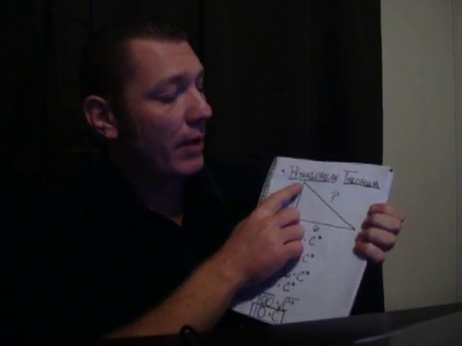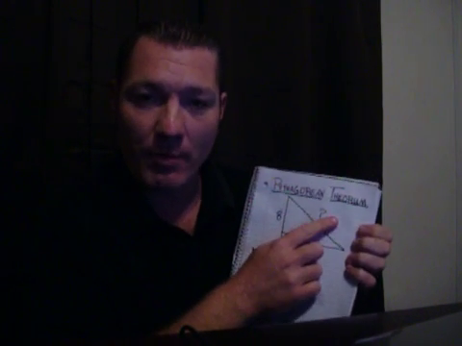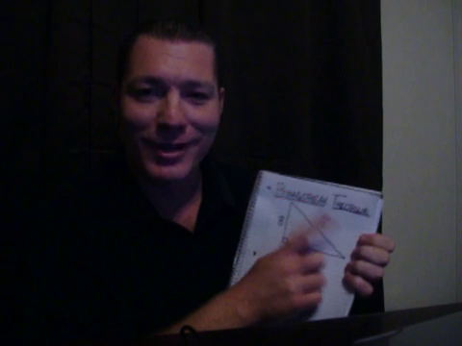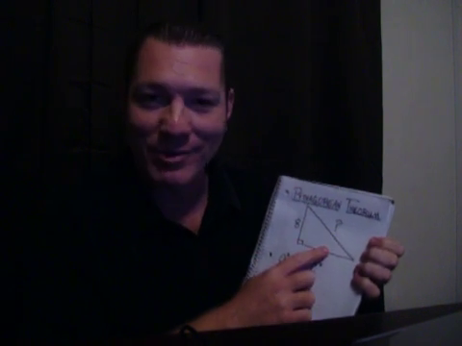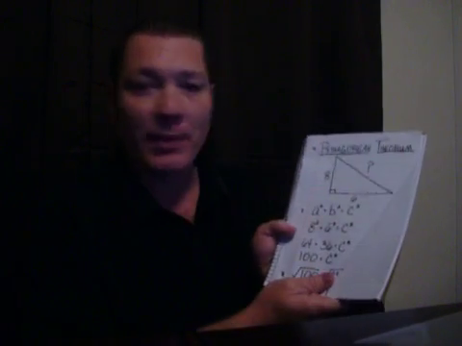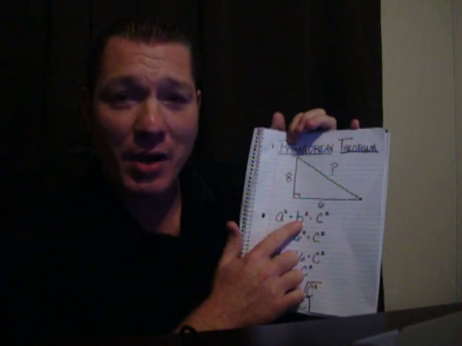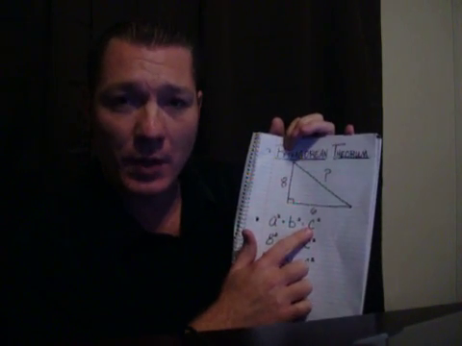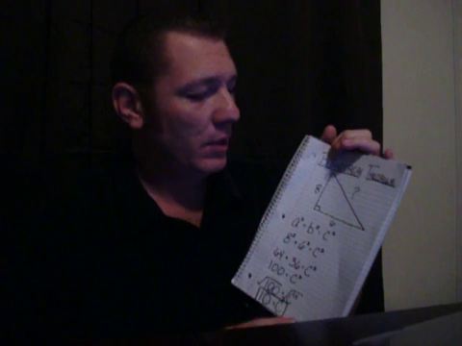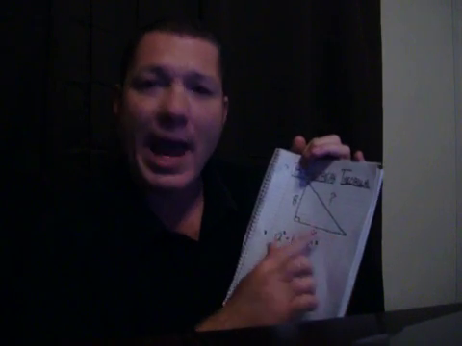Today in class, we studied the Pythagorean theorem. It's a hard word. Doesn't matter if you say it right. Matters if you know what it means. Pythagorean's theorem, simply put, is a squared plus b squared equals c squared. It's important to understand this theorem is only applicable to right triangles. So we're only going to be dealing with right triangles when we do Pythagorean theorem.